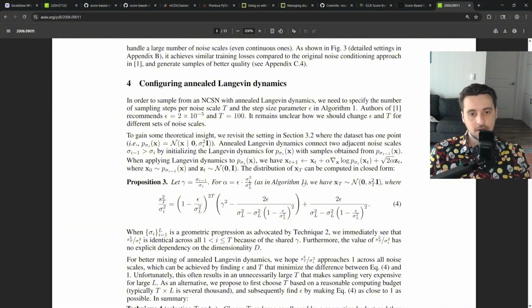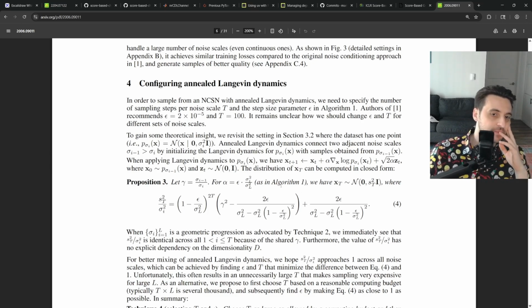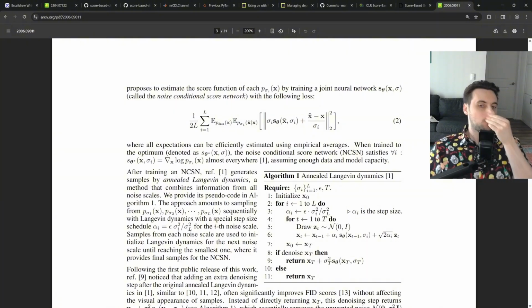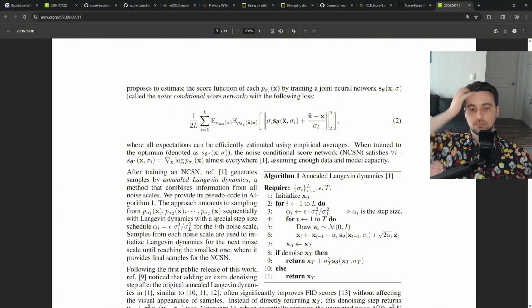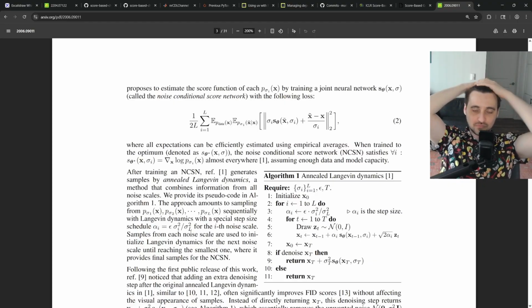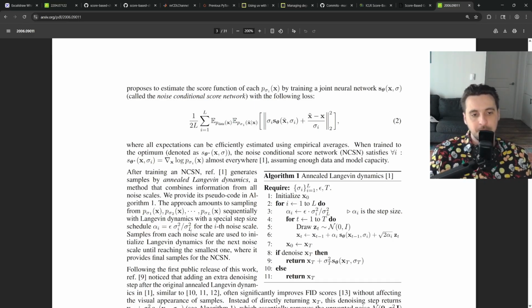So alpha is... oh, so it's alpha sigma i squared. Oh, wait a second. Okay. But this is equivalent to alpha 0. I'm starting to remember now. So we need to pick an alpha that's variable. How much is sigma 0 squared?